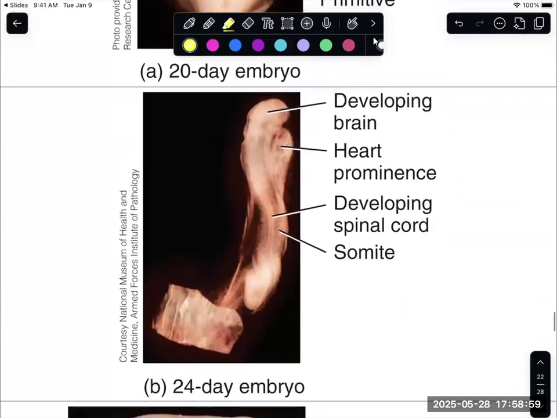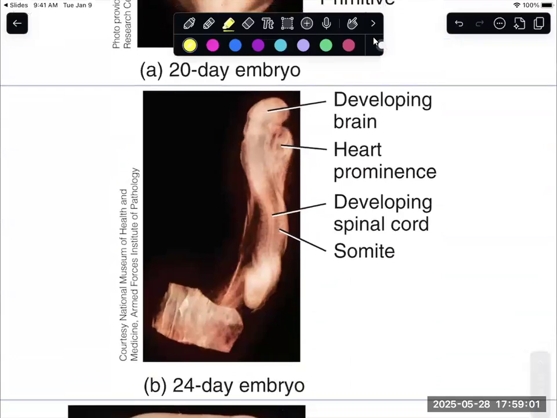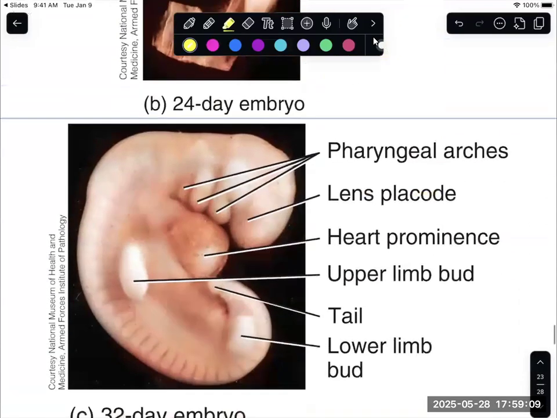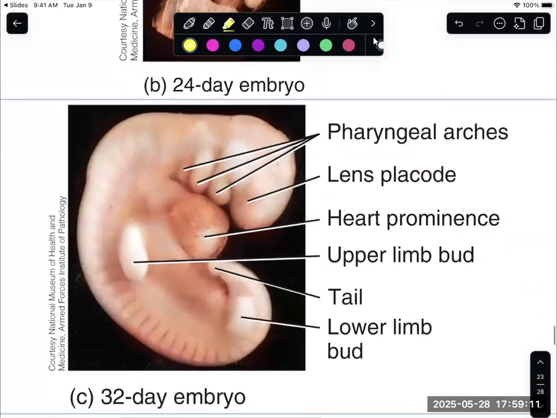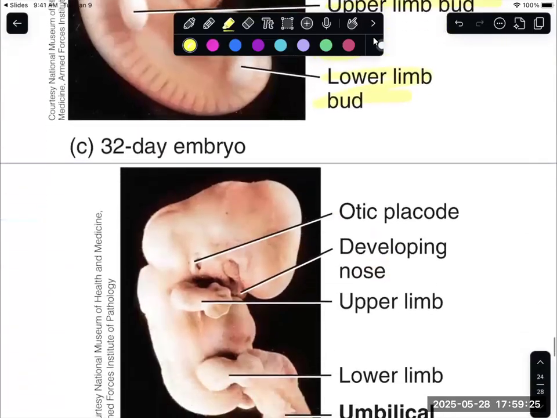Here, we're at 24 days. You can start to see that spinal cord start to develop. That heart starting to come out, the brain starting to develop at 24 days. Now we're at 32 days. We've got a tail. We've got those lens placodes. We've got those upper limb buds, those lower limb buds, that heart prominence coming about.